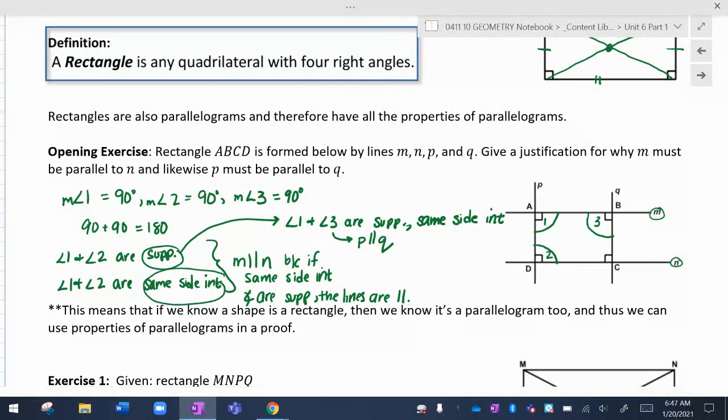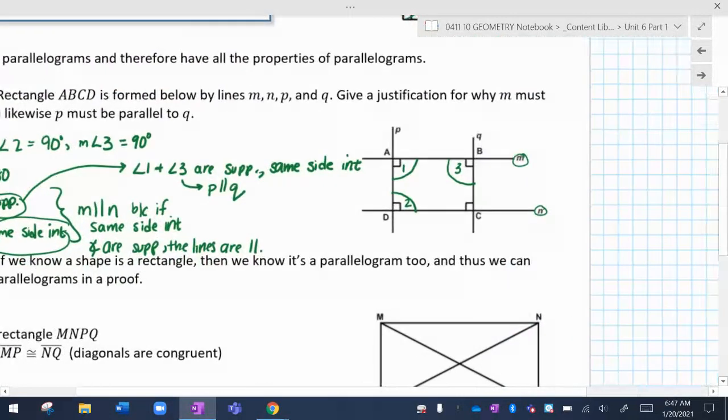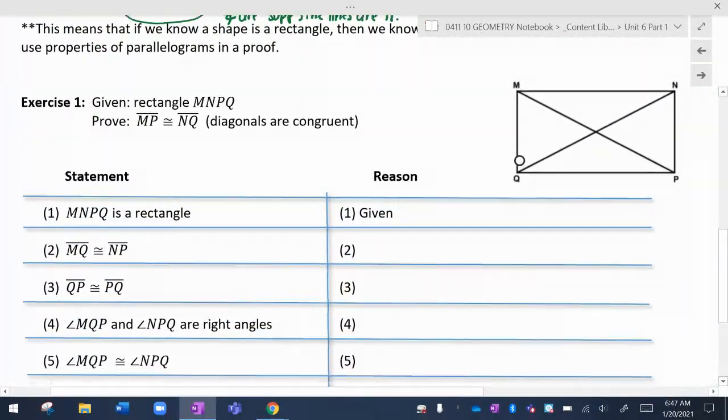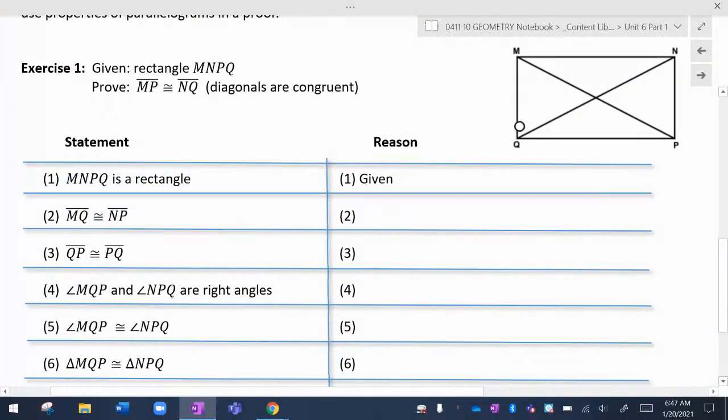All right. So what have we learned in this top half? Really, we just proved that a rectangle is a parallelogram. So we can use all the parallelogram properties as well as the rectangle property we just learned. All right. So now we're going to do a more formal proof using a rectangle here. So it says, given that MNPQ is a rectangle, prove that MP and NQ, in other words, prove that the diagonals are congruent if you know it's a rectangle. Ooh, so it seems like they're giving us another property. Let's see how we can go with that.